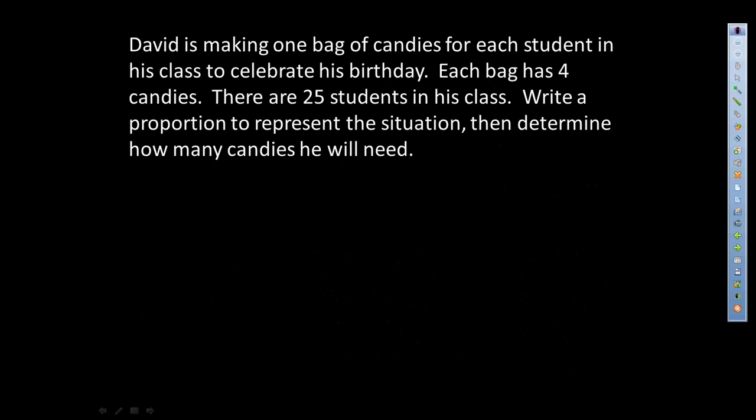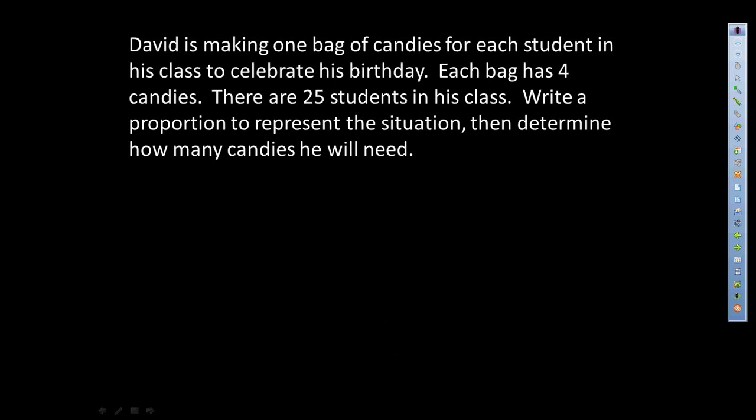Let's take a look at this next example. David is making 1 bag of candies for each student in his class to celebrate his birthday. Each bag has 4 candies. There are 25 students in his class. Write a proportion to represent the situation, then determine how many candies he will need.